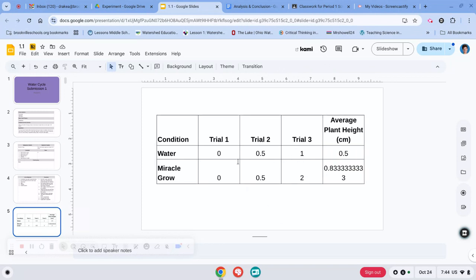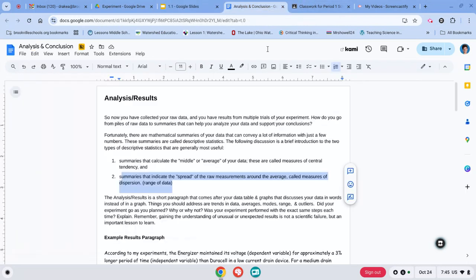And then you're going to look at your trial data and you're going to tell me the smallest and then the largest, okay? I don't want you to just say the smallest number for water was 0 and the highest number for water was 1. I need you to add what that means, okay? So the smallest plant growth for water was 0 and the tallest plant growth for water was 1 centimeter. So you do have to put descriptive words in there, okay?